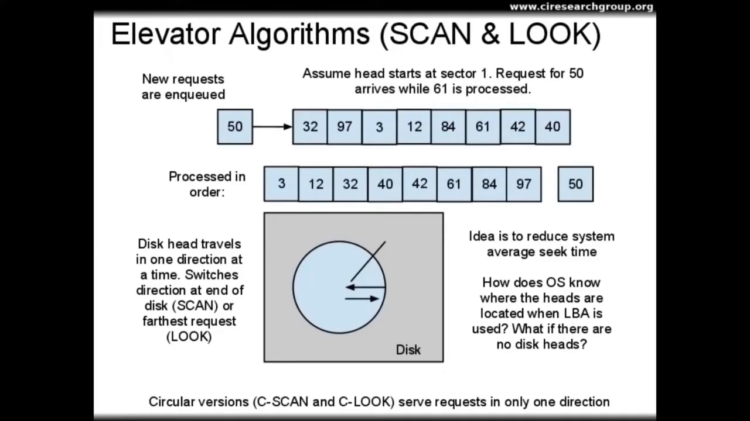Same process here. In this example with the scan algorithm, assuming that the head starts at sector 1 and this request for sector 50 comes in while sector 61 is being processed, the algorithm is going to process the requests in order 3, 12, 32, 40, 42, 61, 84, 97. And since that request for sector 50 came in while 61 was being processed, that request for sector 50 is going to have to wait until the head changes direction and returns to sector 50.